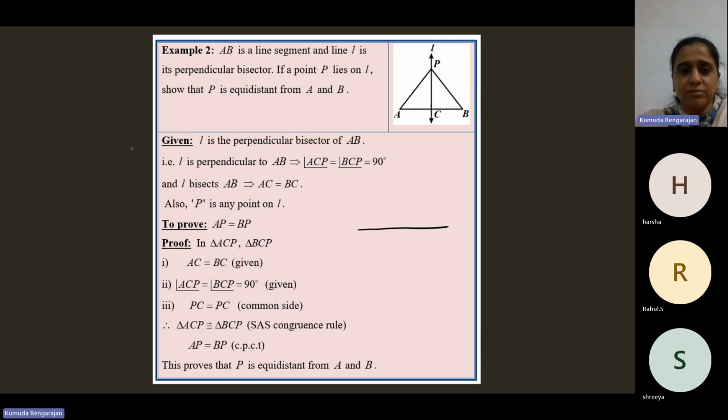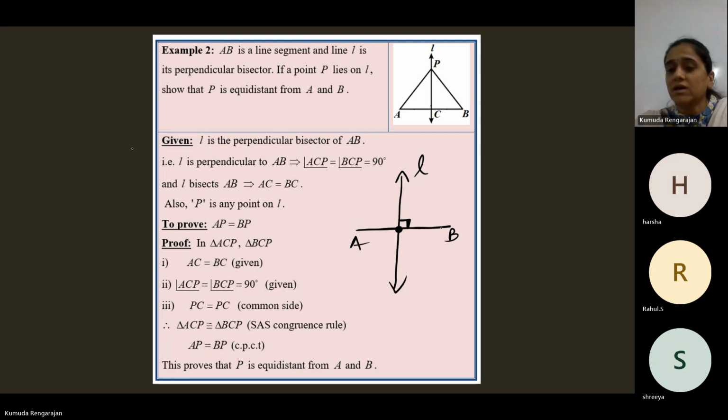So AB is a line segment. Line L is its perpendicular bisector. What do you mean by perpendicular bisector? Where the two lines meet, the angle formed is 90 degrees. And bisector means this is the midpoint of AB. Because L is perpendicular to AB and L bisects AB, this is the midpoint of AB. So C is the midpoint of AB. Perpendicular means 90 degrees. Bisector means the line segment is cut into two equal halves.